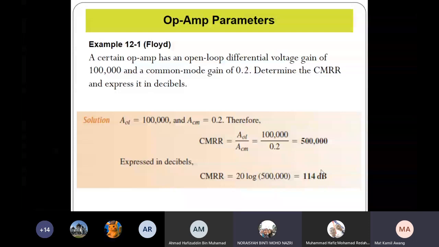Decibel. Okay, so this is how you calculate the CMRR, common mode rejection ratio. The higher the value is, the better the performance of the OpAmp. Okay. Any questions so far?